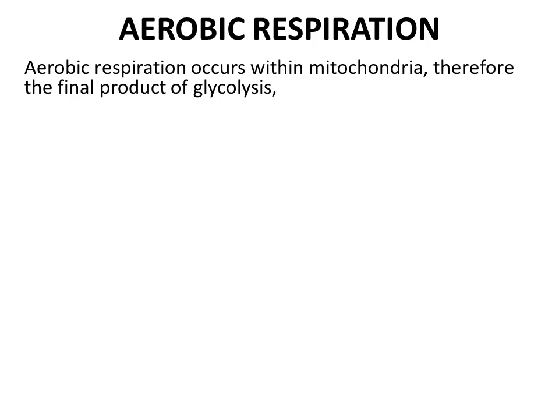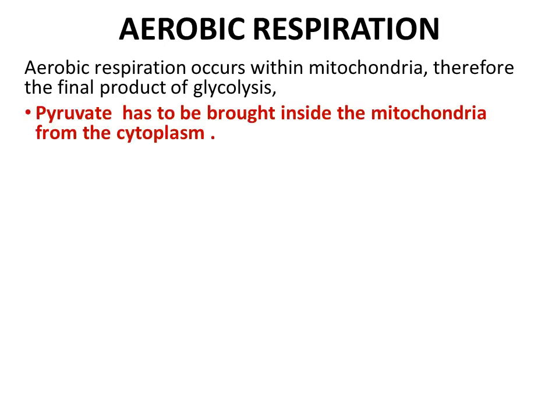In the previous part of the lecture, we studied glycolysis, the end product of glycolysis being pyruvic acid. The pyruvate has to undergo aerobic respiration for complete oxidation and release of the large amount of energy stored in the substrate. So aerobic respiration is dealt with in part 3 of this lecture. Aerobic respiration occurs within mitochondria, and therefore the final product of glycolysis, pyruvic acid, has to be brought inside the mitochondria from the cytoplasm.